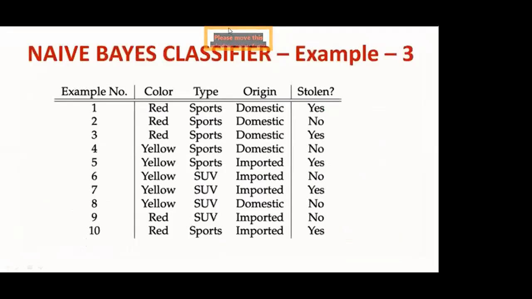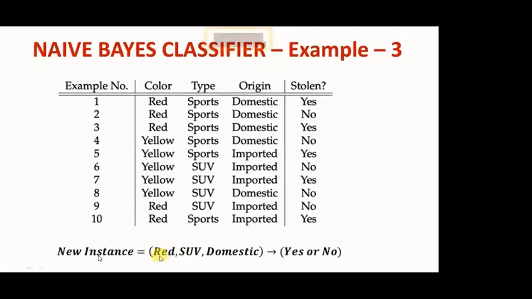Okay, here's another example. This data gives the details about a car, a vehicle, based on color, type, and origin, whether it's stolen or not. What is the probability of the car being stolen based on its color, type, and origin? So this is the given example. 10 examples are there. First thing is you have to calculate the probability of yes and probability of no.